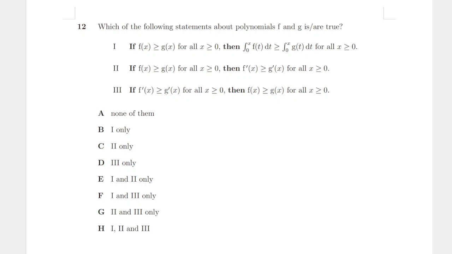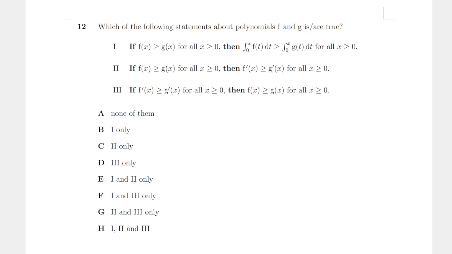All right, question 12. Which of the following statements about polynomials f and g is true? Okay, let's have a look at each of them then. So, option 1. If f(x) is greater than or equal to g(x), so g(x) is bounded above by f(x) for all x greater than or equal to 0. Okay, so I'm only considering the positive side.